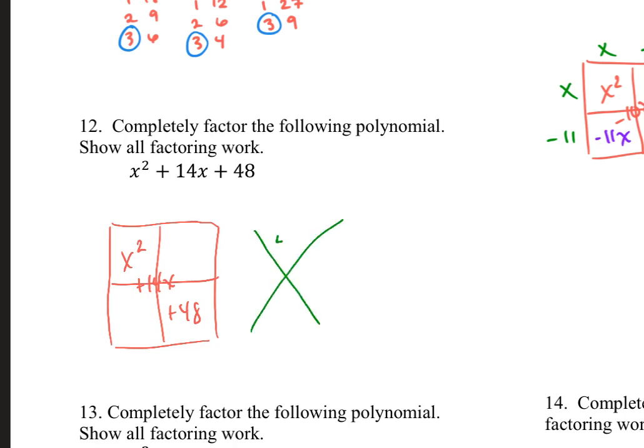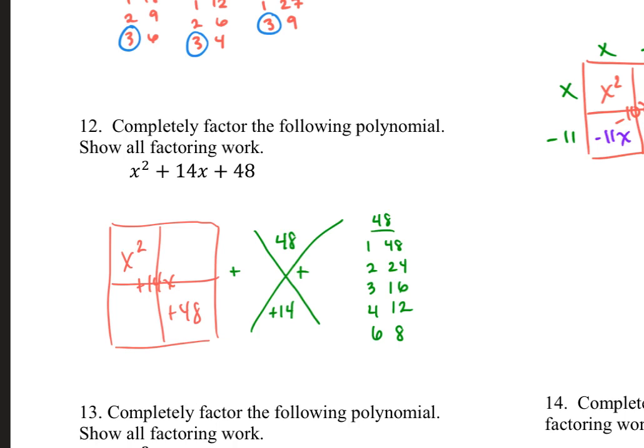We're multiplying to make 48 and adding to make positive 14. So since we're multiplying to make positive, adding to make a positive, I know that both numbers need to be positive. So listing out our factors of 48, it's 1 and 48, 2 and 24, 3 and 16, 4 and 12, and 6 and 8. So those are my factors.